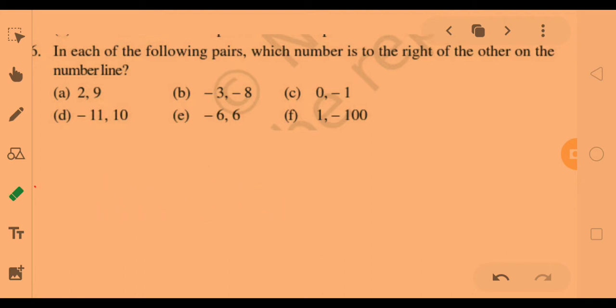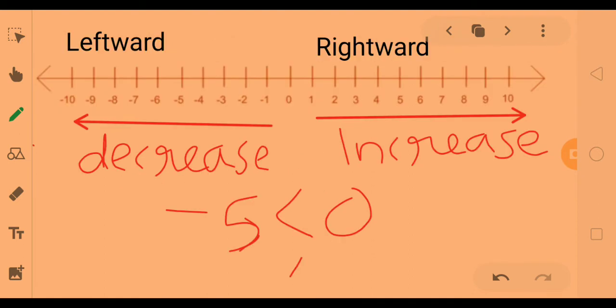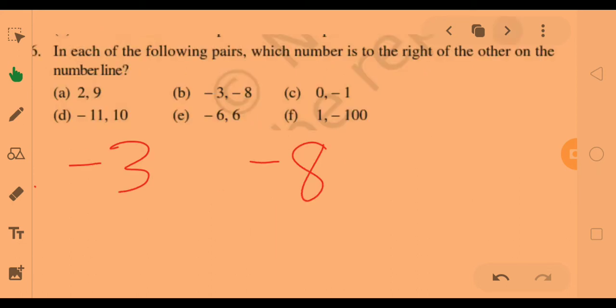Then the next pair is -3 and -8. Which integer occurs to the left side? Look at the number line, -3 and -8. -3 is on the right side, therefore -3 is larger. So we can write -3 is greater than -8.